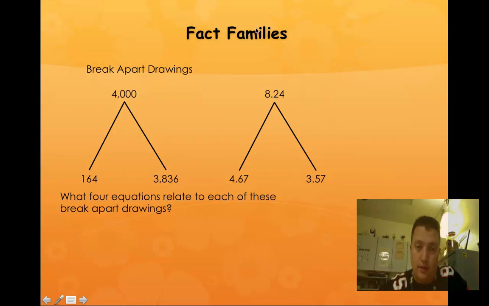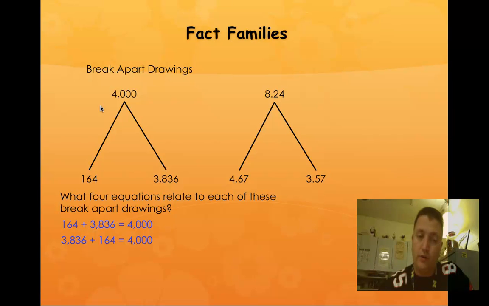That's okay. Just think of these words: fact families, okay? Two addition, two subtraction facts. So we can take these two numbers to equal our total. 164 plus 3,836 equals 4,000, or I can flip it. 3,836 plus 164 equals 4,000.